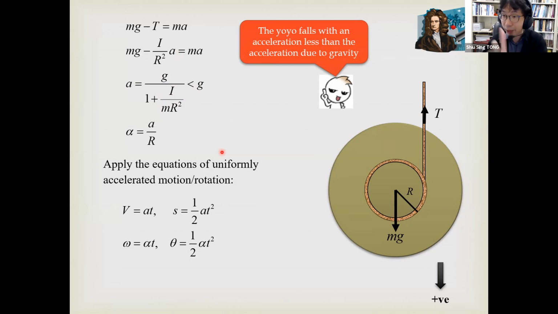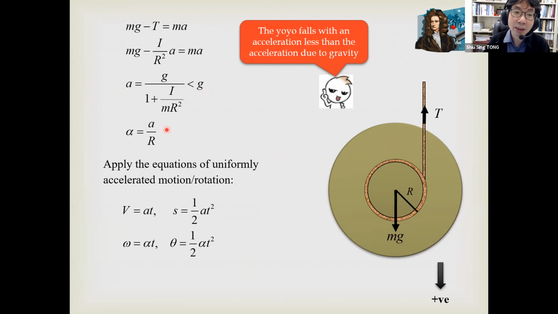Why? Because it's being pulled up by tension force. The tension force slows down its sliding, right? So its acceleration must be smaller than the free fall acceleration due to gravity. So that makes sense, right? If the yo-yo has a very small moment of inertia, if I is 0, then this acceleration will approach that of the free falling acceleration due to gravity.